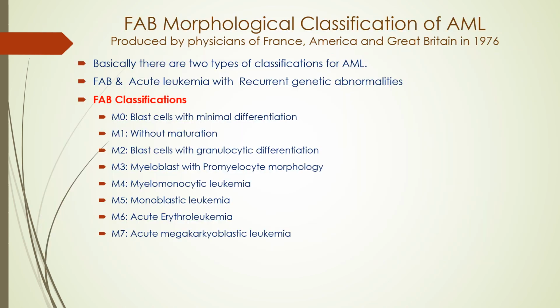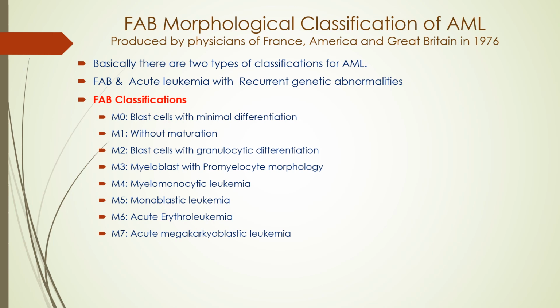Let us classify AML. There are two classifications. One is an old classification called FAB, a morphological classification. FAB stands for France, America and Britain. It was produced by their physicians in 1976. The other is the latest classification, which is recurrent genetic abnormalities. Here we will discuss only the FAB classification.